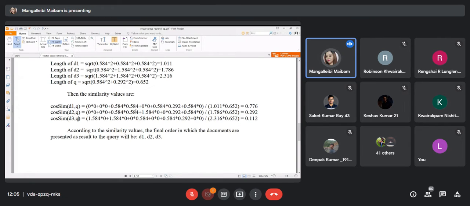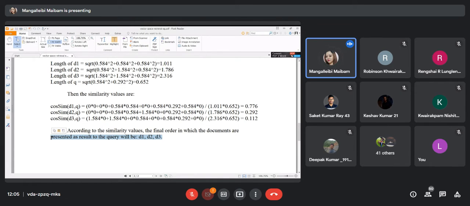So based on this cosine similarity calculation, we got these three values here. So for their similarity, the order will be determined because the higher the value, the higher the similarity with the query. So 0.776 is the highest value, so it has the highest similarity with the given query. So next, the order will be D1, D2, and D3, like this.